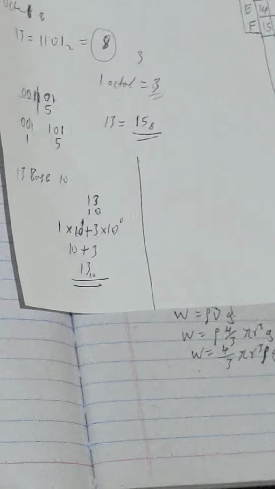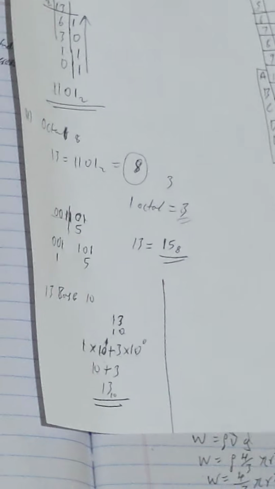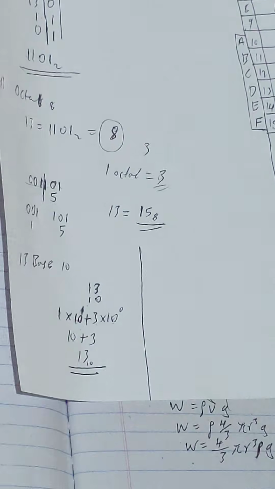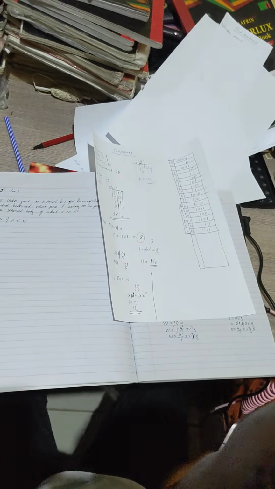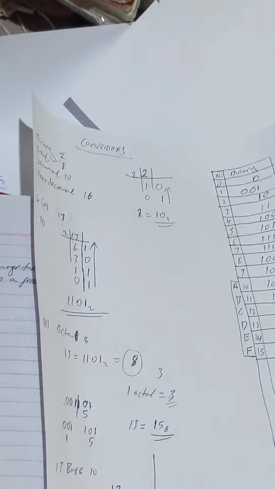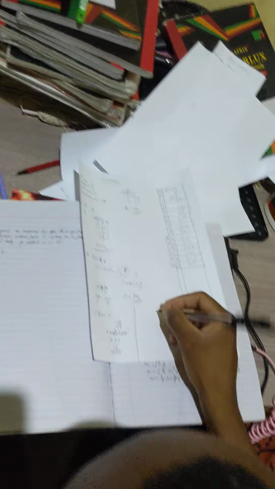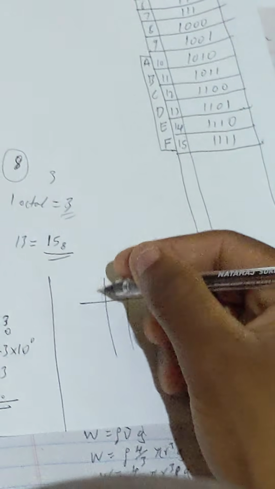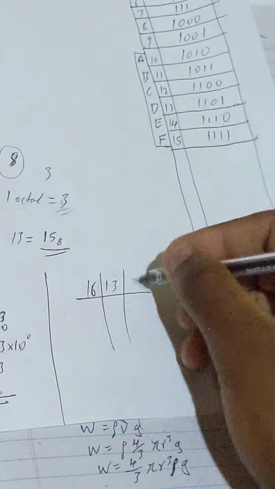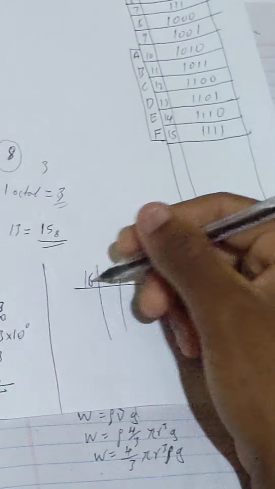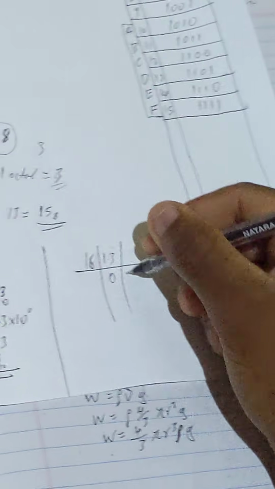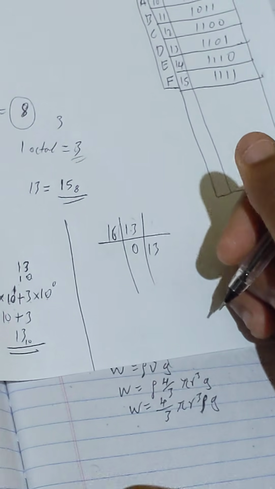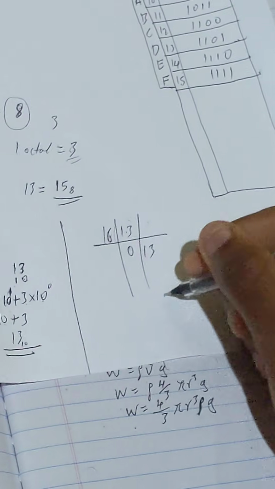Now let's convert this number to what? Let's convert it to hexadecimal. So how do you convert your numbers to hexadecimal? So you have your 13 there. Then what you're going to do is this: you're just going to say 13 divided by 16. So 16 into 13 is what? 0 remainder what? 13. And then you're going to write your 13 there.